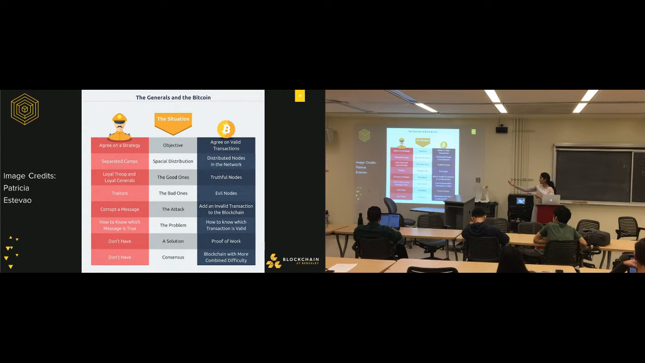How do the generals solve it? Well, they don't really have a solution. That's why it's a classification of problems. Versus Bitcoin solves it with the help of proof of work.